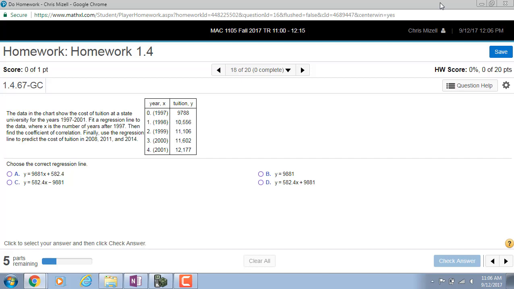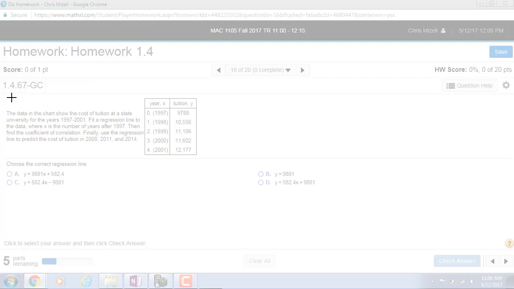So the data in the chart show the cost of tuition at a state university for the years 1997 through 2001. Fit a regression line to the data where X is the number of years after 1997. So rather than having to input, and let me make this a little bit larger.